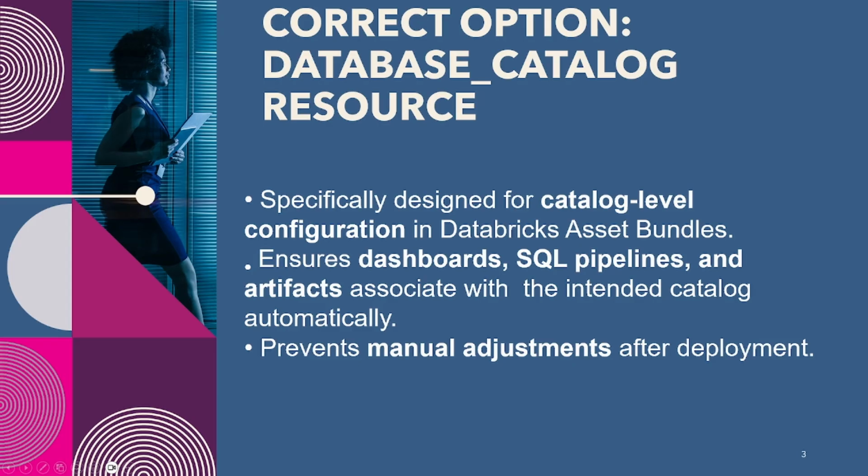Using the database catalog resource is how you standardize catalog-level configuration across your deployments. What this means is that when you define a database catalog in your bundle, all your dashboards, SQL pipelines, and other artifacts automatically associate with the correct catalog. No more manual adjustments or frantic last-minute fixes after deployment. Now, you might be wondering why this is such a big deal.